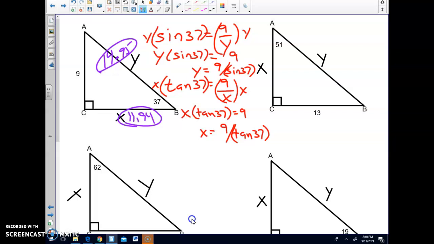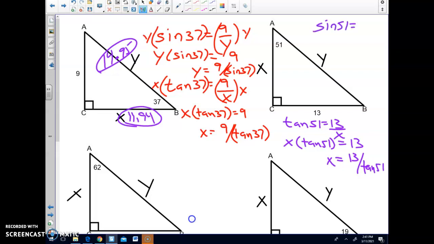Here, I'm going to use tangent again. The tangent, I'll put it down here, the tangent of 51 is equal to 13 over x. We're going to multiply both sides by x. The tangent of 51 times x equals 13, and my x equals 13 over the tangent of 51. For my y, we're going to use sine because we have an opposite side. The sine of 51 equals 13 over y. We're going to multiply y on both sides.